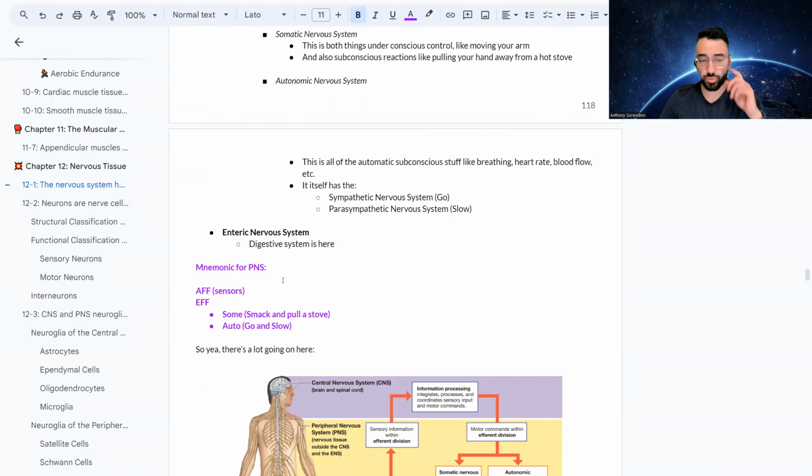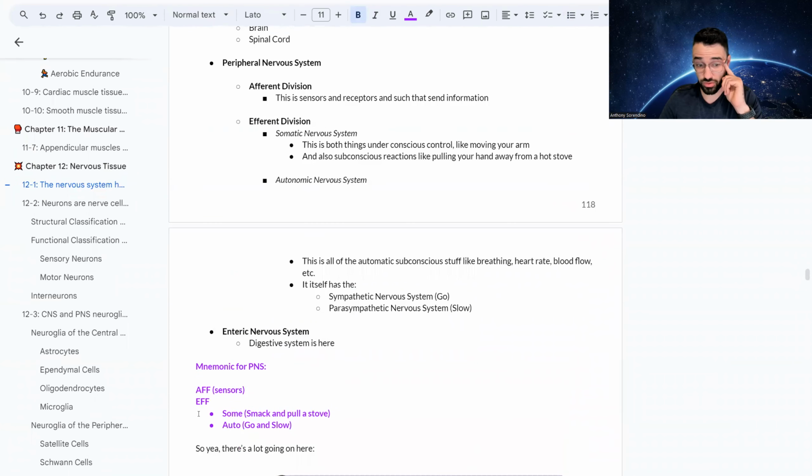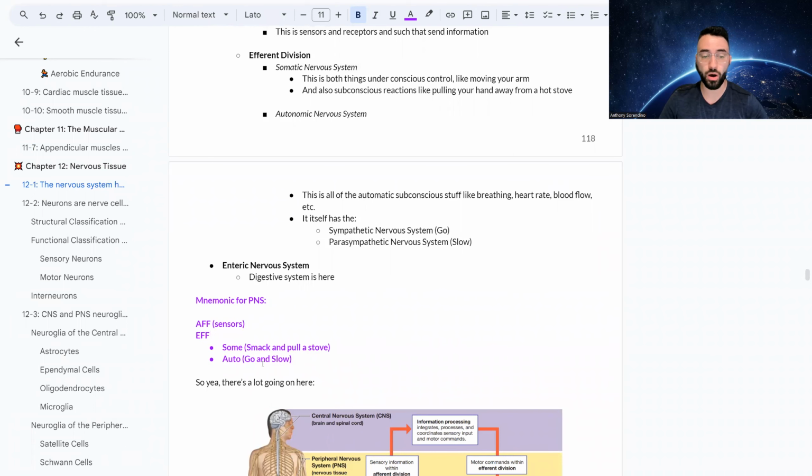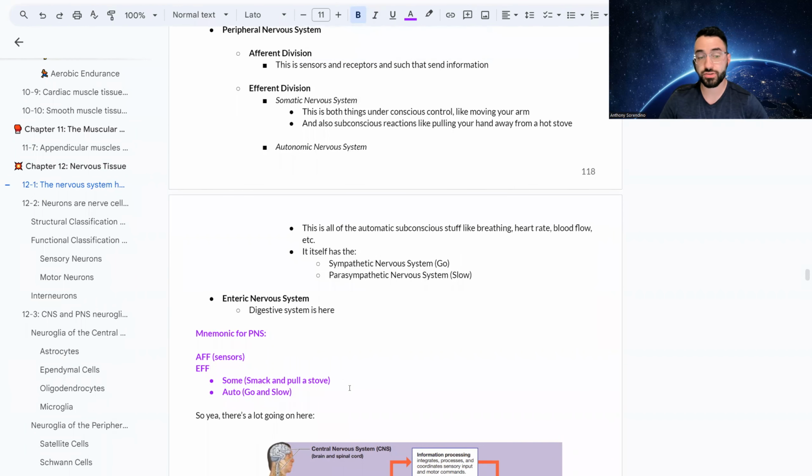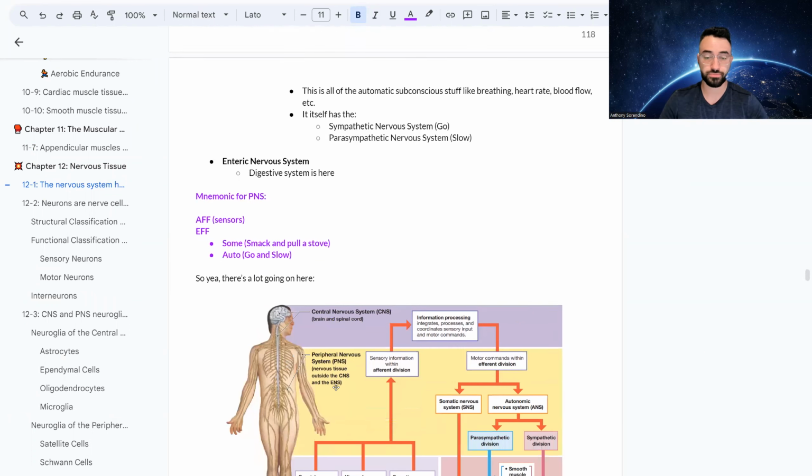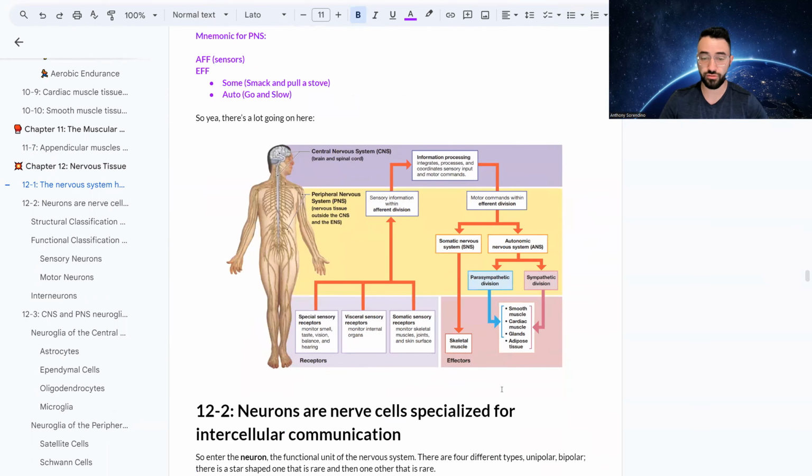A mnemonic for the peripheral nervous system is F and F. The first F is just like the sensors. And then the second F is, I have sum and auto. Sum is like somatic, and that's the smack and pull off a stove. And then auto is that go and slow. All right. So this is this in kind of picture form.